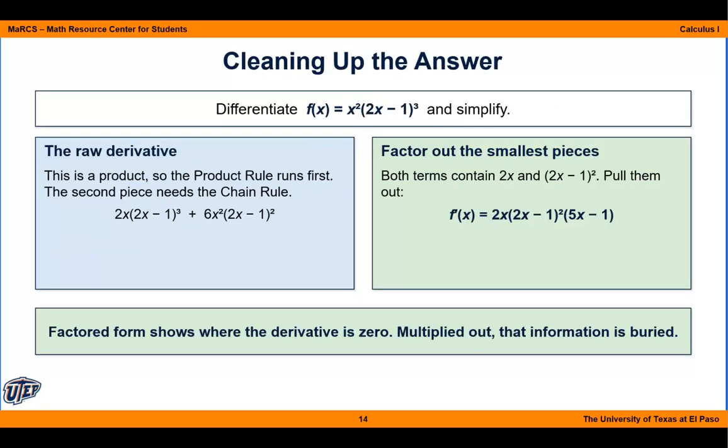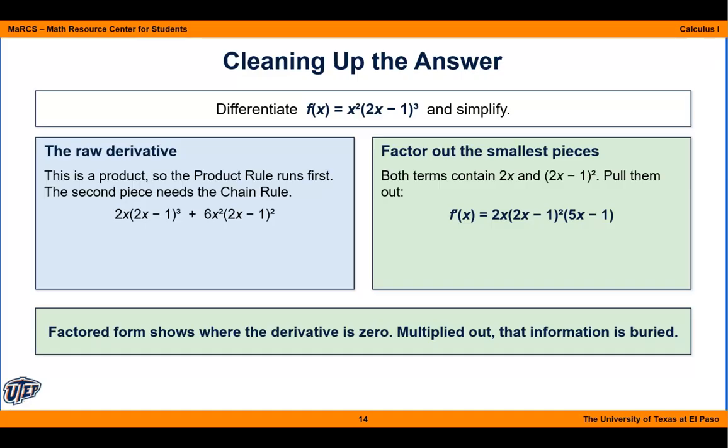The chain rule often appears inside another differentiation rule. For f of x equals x squared times 2x minus 1 cubed, the function is a product, so begin with the product rule. The second factor then requires a chain rule. The raw derivative is f prime of x is equal to 2x times 2x minus 1 cubed plus 6x squared times 2x minus 1 squared.